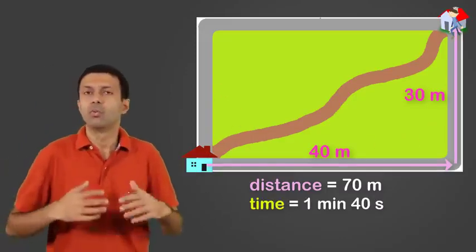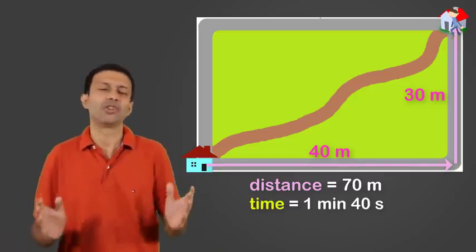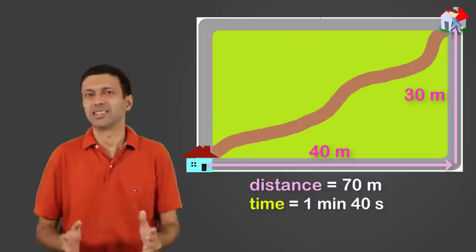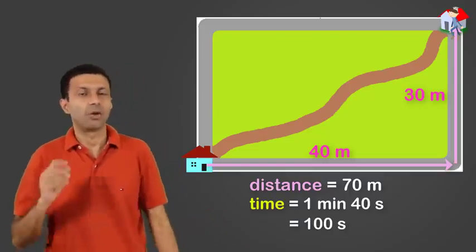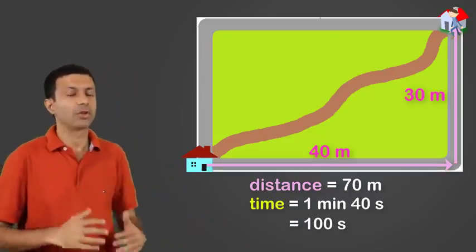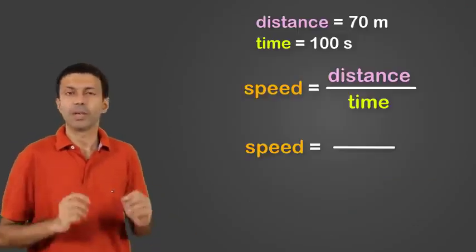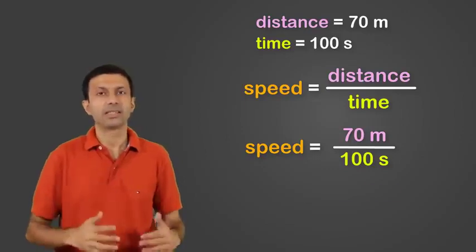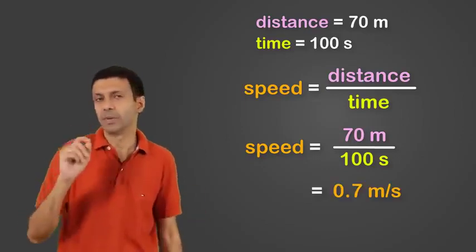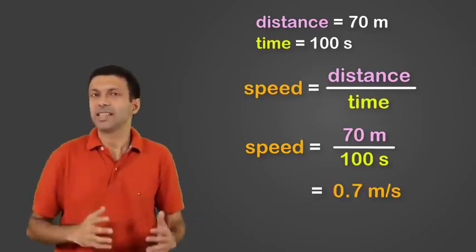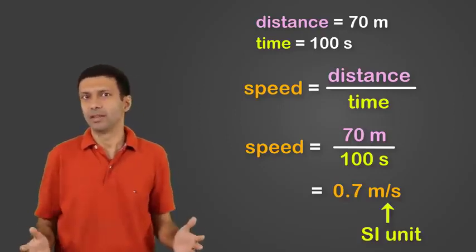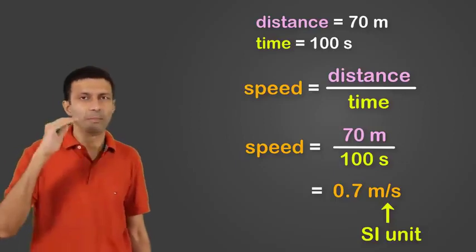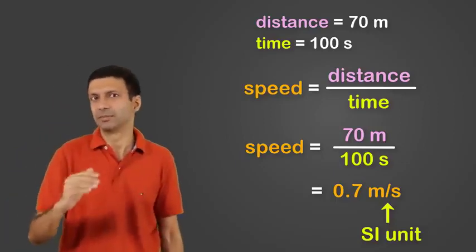Now let's say you took 1 minute 40 seconds to reach your friend's house. So how many seconds is that? That's right, 100 seconds. Now let's plug in the values and calculate your speed. So speed is going to be 70 meters by 100 seconds. So that's 0.7 meter per second. So that's the SI unit of speed because it's distance by time. So the unit is meter per second.